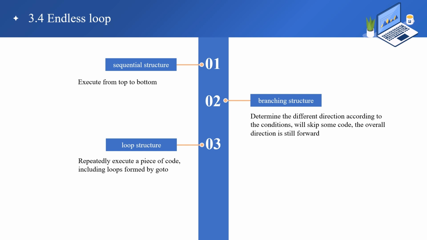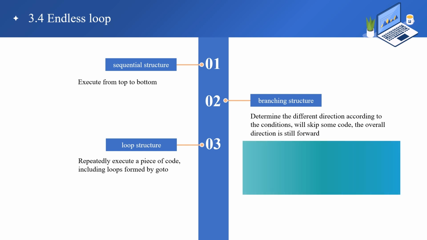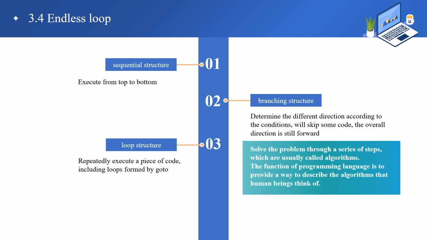If we review the examples we have done, we will find that the programming language does not help us find a way to solve the problem. When we encounter a problem, we still need to come up with a solution ourselves, that is, solve the problem through a series of steps using the combination of the above 3 basic structures, which are usually called algorithms. The function of programming language is to provide a way to describe the algorithms that human beings think of, so that the computer can understand and execute.